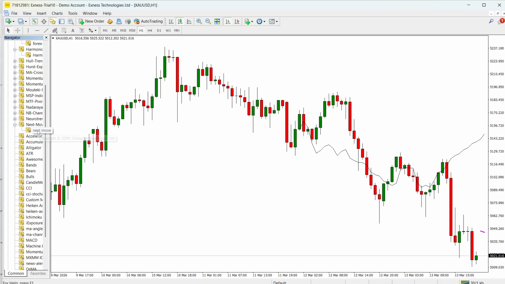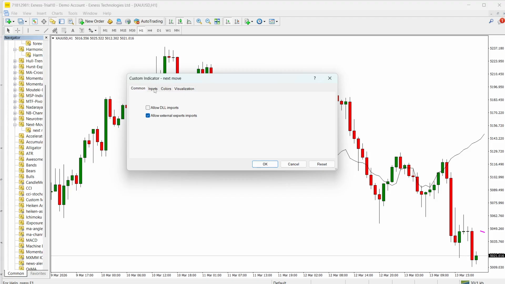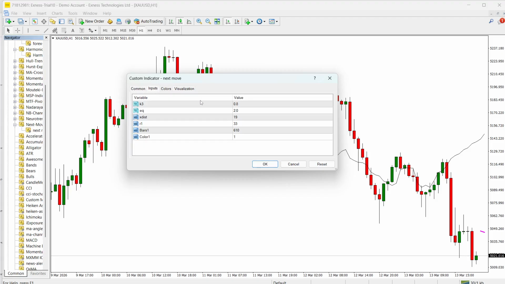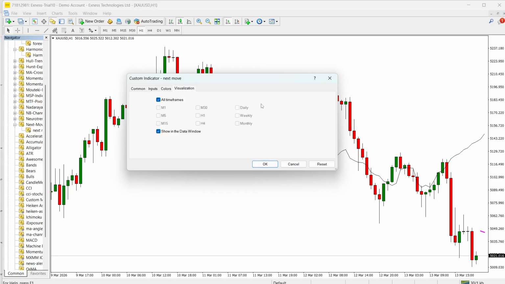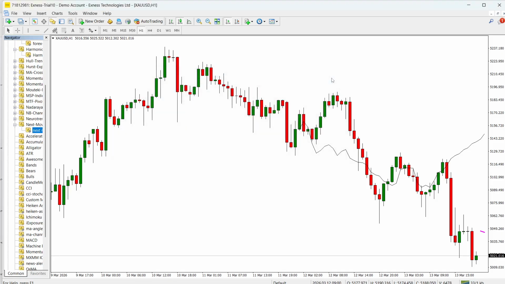As for the indicator settings, let's take a look. Alright, so at the inputs, we have the K3, EQ, we have the bars one and the color one, and edit and choose your preferred colors. You can trade in your preferred time frames as well.